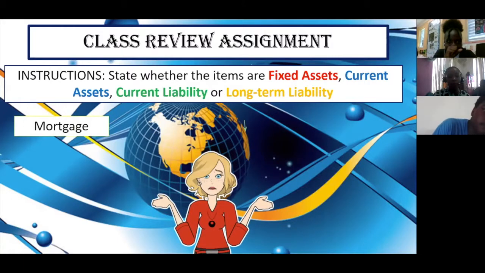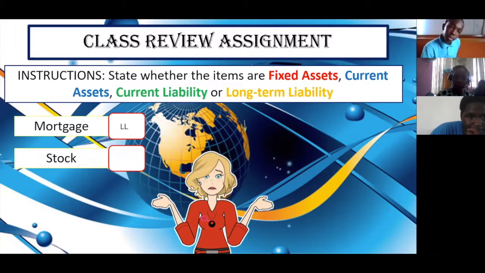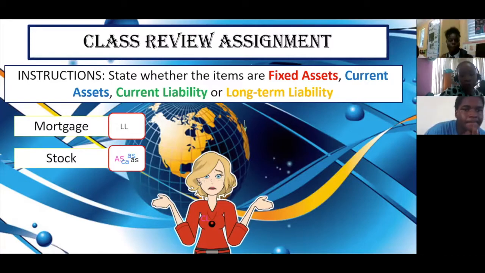Mortgage in this little box. All right, put it right in that red box for me, please. Is that a fixed asset, current liability, LL? That was Stephon. All right, Stephon, I got you. Next, y'all ready? Stock. Which one do we classify that as? AS. Who is that? Andrea? All right, let's continue. Keep going. Remember, only who puts it in first can get it.